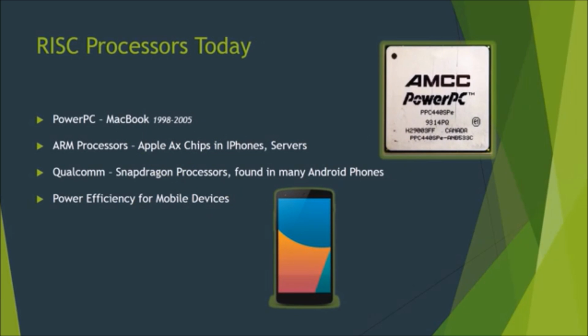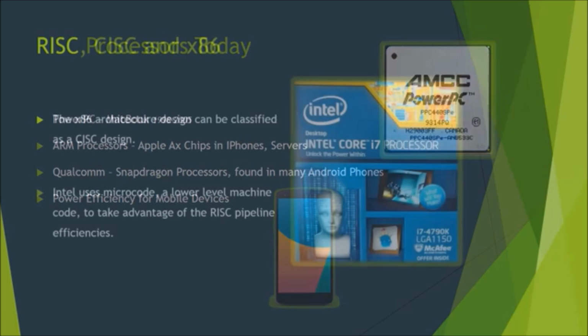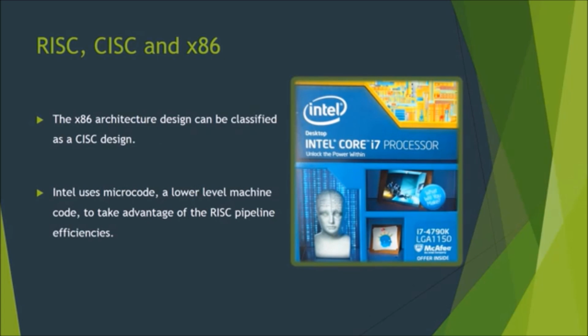RISC-based processors are very common today, especially in mobile devices due to the power efficiency that they offer. However, most laptops use the CISC-based x86 platform, since most laptops use Intel processors. Since CISC coding is also more user-friendly, this makes x86 a very prevalent CISC-based design. One interesting fact about the x86 platform is that it uses microcode, a lower-level machine code, to take advantage of some of the efficiencies that the RISC-based designs offer.